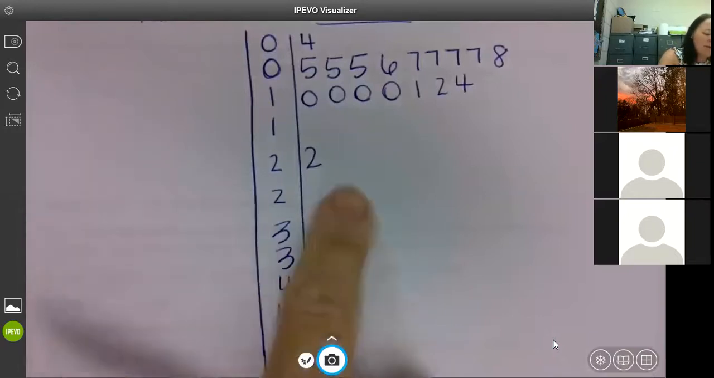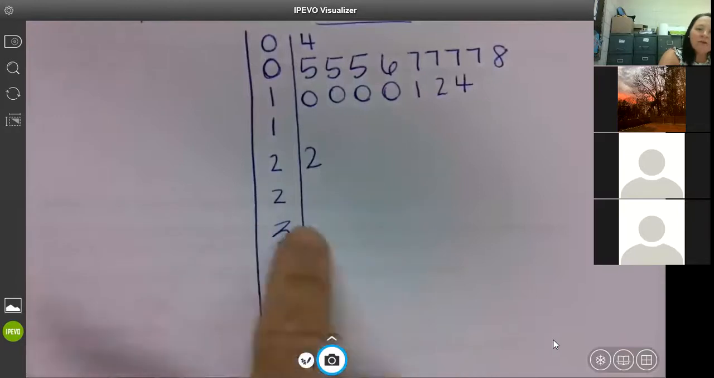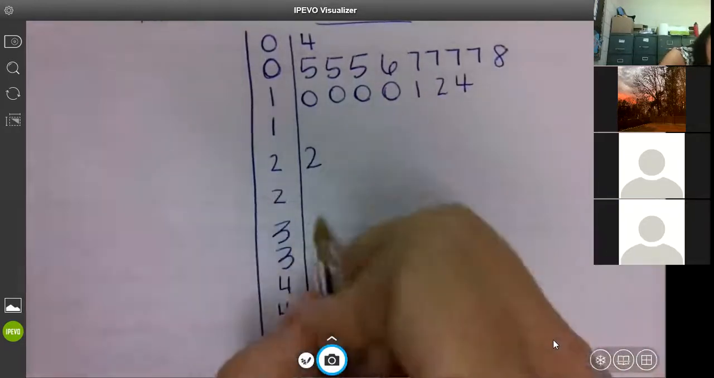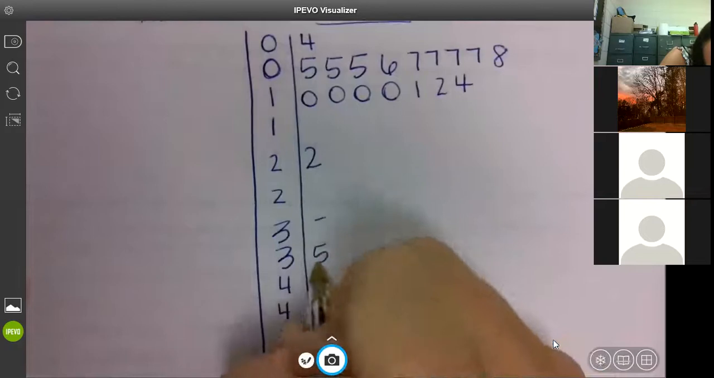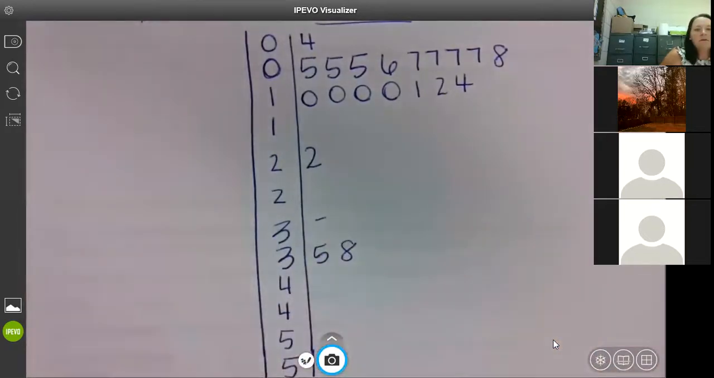They didn't have a 25. They didn't have 30 to 34, but they did have a 35. Sorry, I put that in the wrong place. And a 38. Ignore that line right there. I'm sorry I put it.